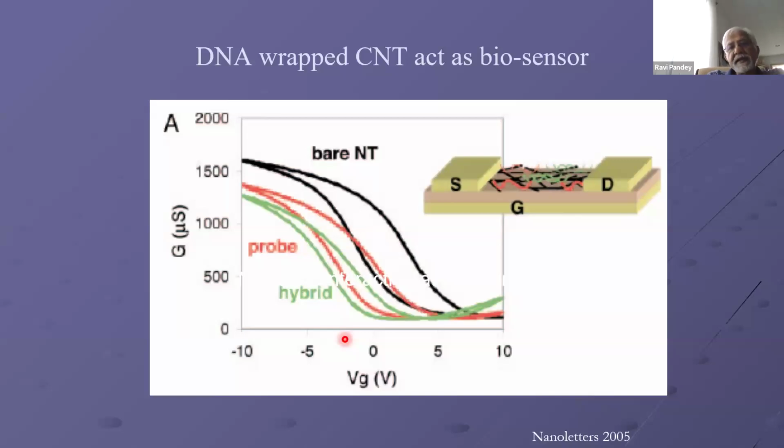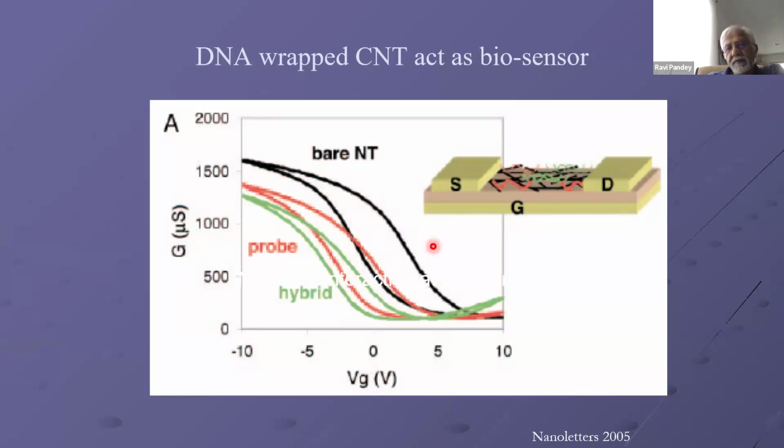So the idea came is we saw one paper that DNA-wrapped CNT can act as a biosensor. And you can see here they have fabricated the device. You have source, drain. There's a carbon nanotube wrapped with the DNA, and you have the gate voltage. So for the given source and drain voltage, what you're doing, you're applying the variation in the gate field. So what you have is x-axis is the gate field, positive and negative, and then you have the conductance.